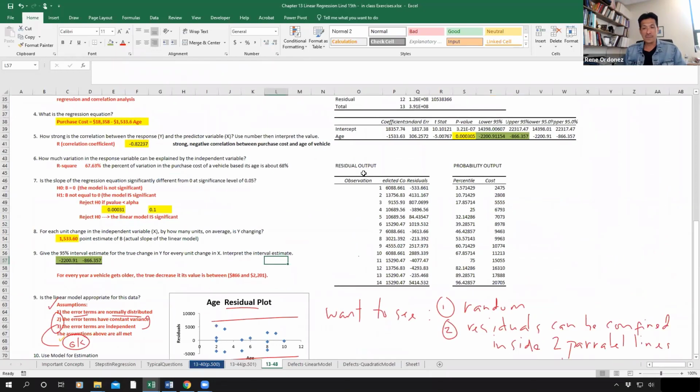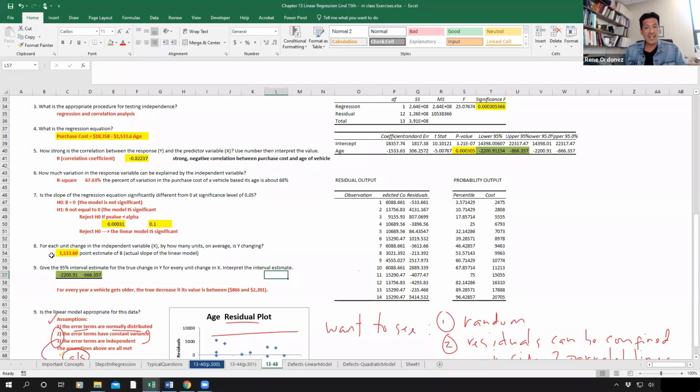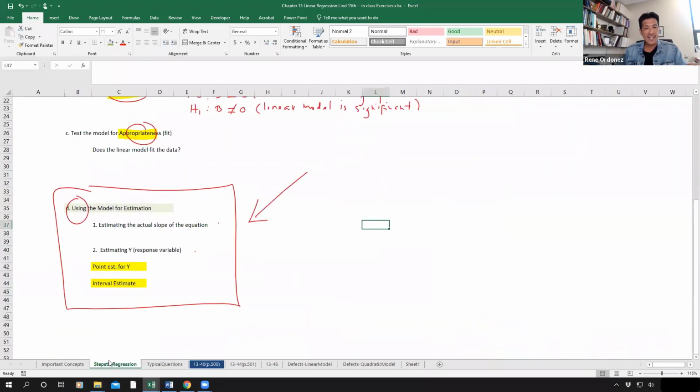I hope the explanation of the analysis of residual is clearer this time than last time. So what we've done so far for 8 and 9 is this. We used the model for estimating the actual slope of the equation. Now we develop a model. The other reason why we develop a model is so that we can estimate the true value of the response variable, such as this.